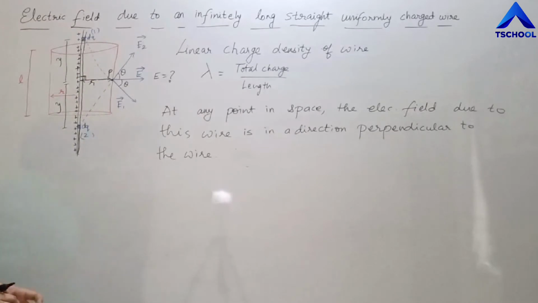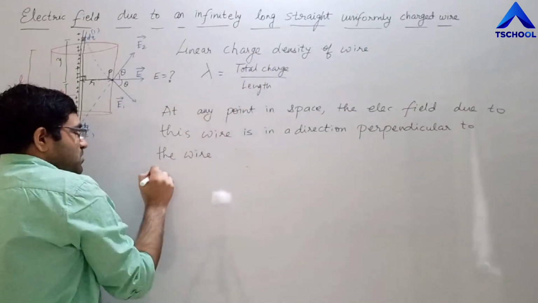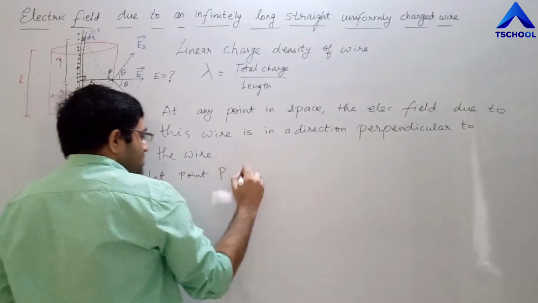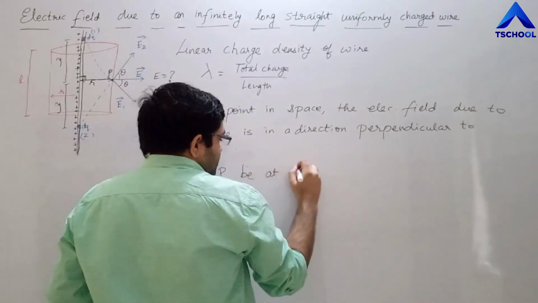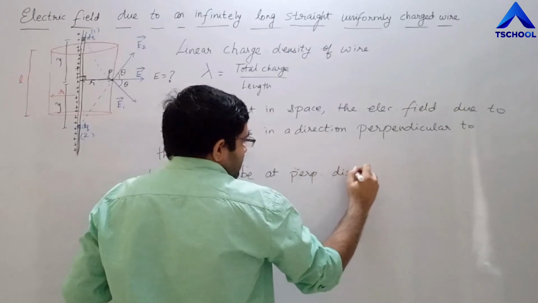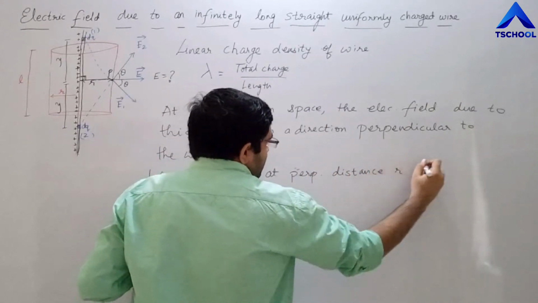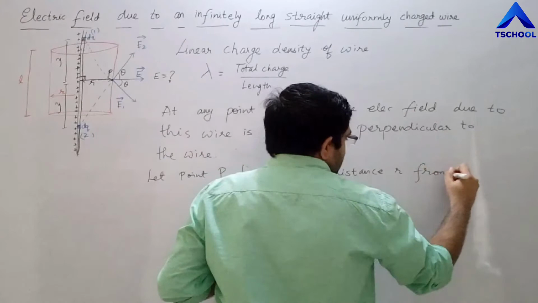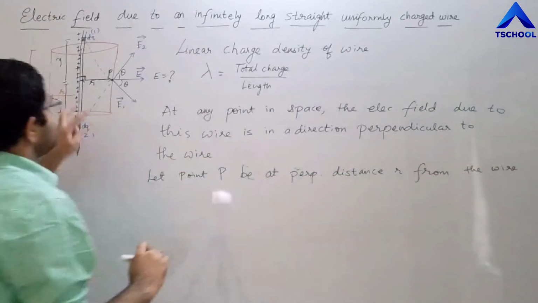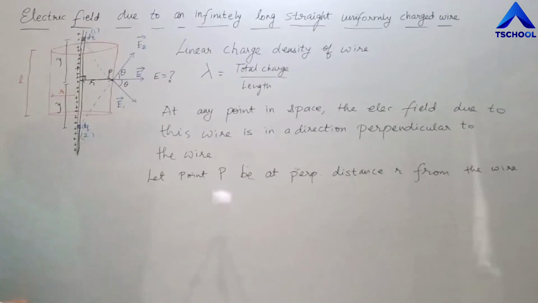So this distance has to be R, right? Okay, and let's say the cylinder has length L. So let's start writing that in words. Let point P be at perpendicular distance R from the wire. So we know that this point P is at perpendicular distance R from the wire.